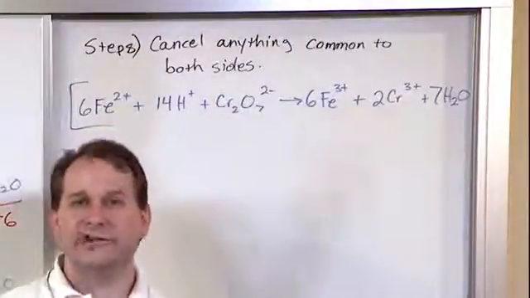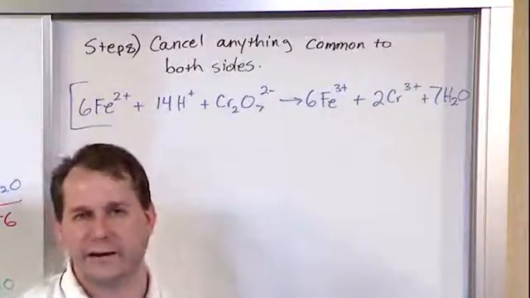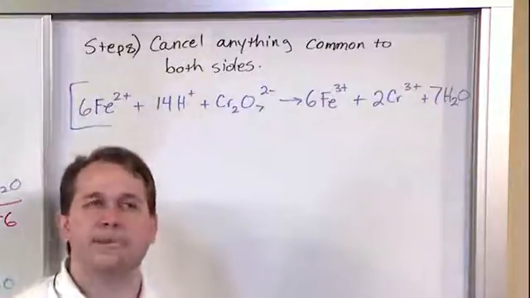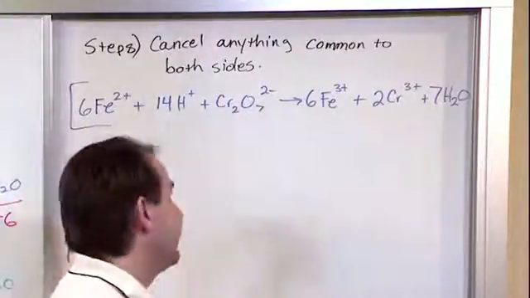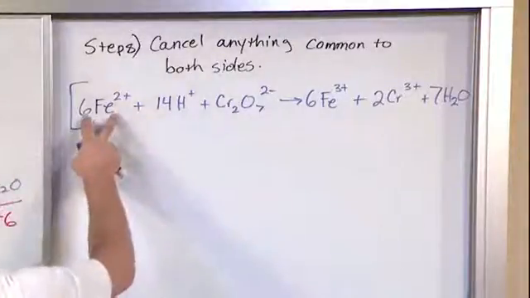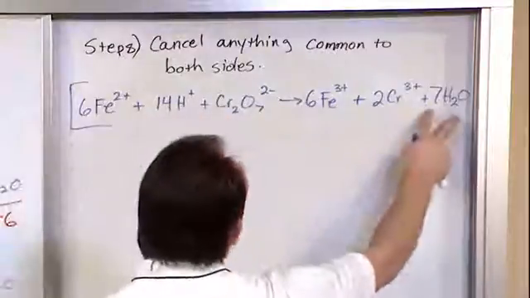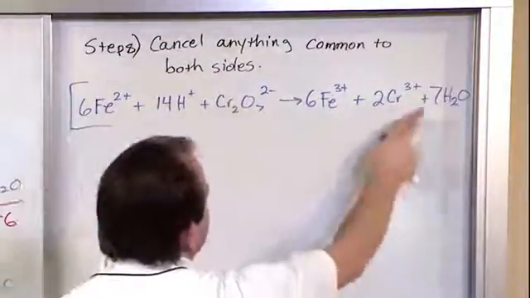Now, let's check this and see if it's right, because it sure would be nice if we could figure out if it's correct, right? The first thing you need to realize is that you need to balance for charge and atoms. So let's check the atoms first. We have 6 irons. We have 6 irons. We have 14 hydrogens. We have 14 hydrogens. We have 2 chromates. We have 2 chromates. We have 7 oxygens. We have 7 oxygens.